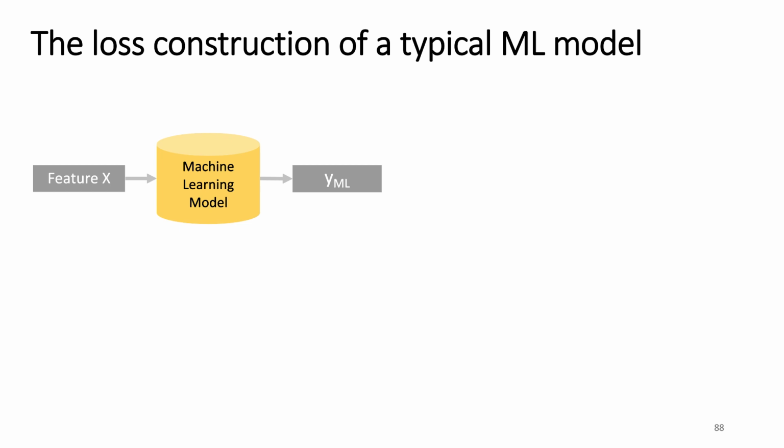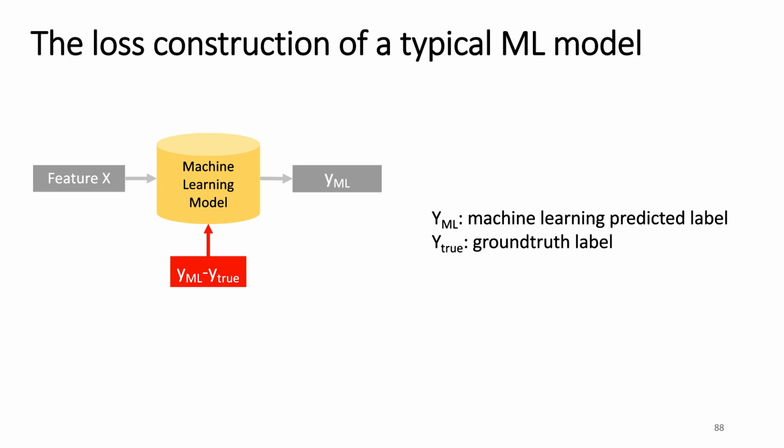Let's first take a look at what normally in a machine learning model the loss function is like. Here, usually we have a machine learning model like this, which takes the feature x as input and predicts label y ml. And we try to calculate the loss function like this. We usually calculate it using y ml minus y true. And we try to minimize this gap so that we get a better machine learning model.